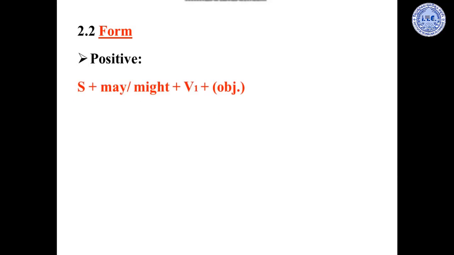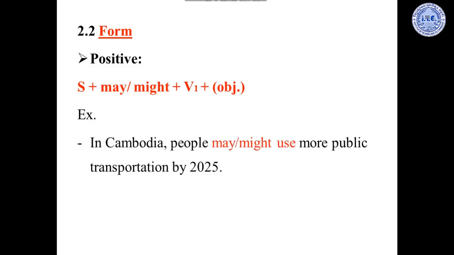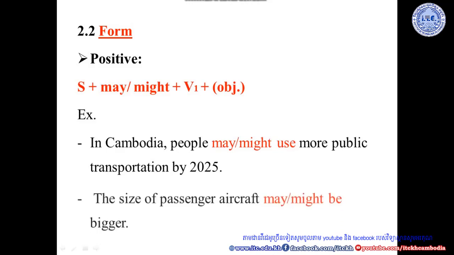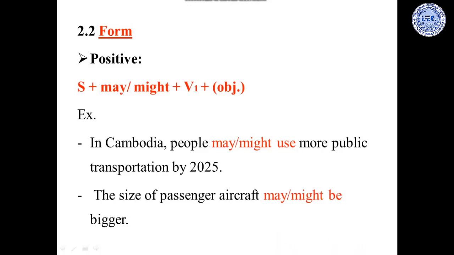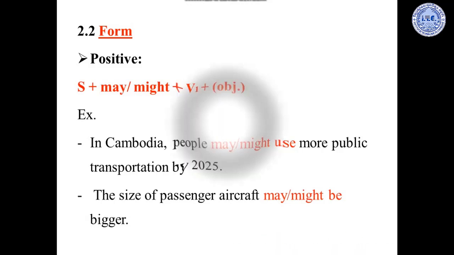Positive form: subject plus may or might plus verb infinitive. Let's see the example. In Cambodia, people may or might use more public transportation by 2025. When I say this, it means that I think it's possible in the future, but not so soon. I just think it's possible to happen in the future. Another example: the size of passenger aircraft may or might be bigger. Yeah, maybe it's possible in the future.